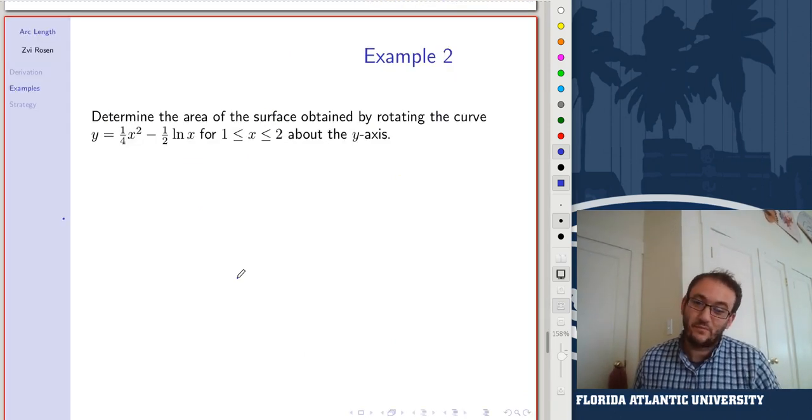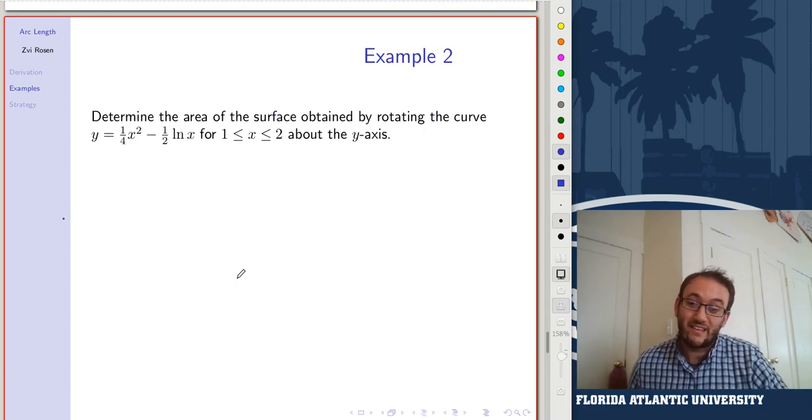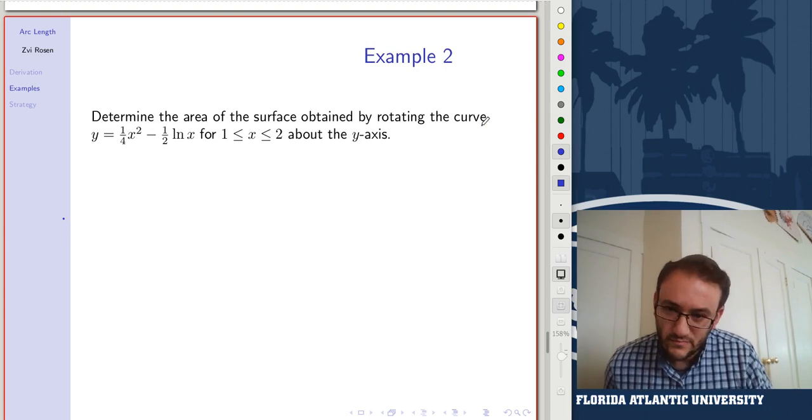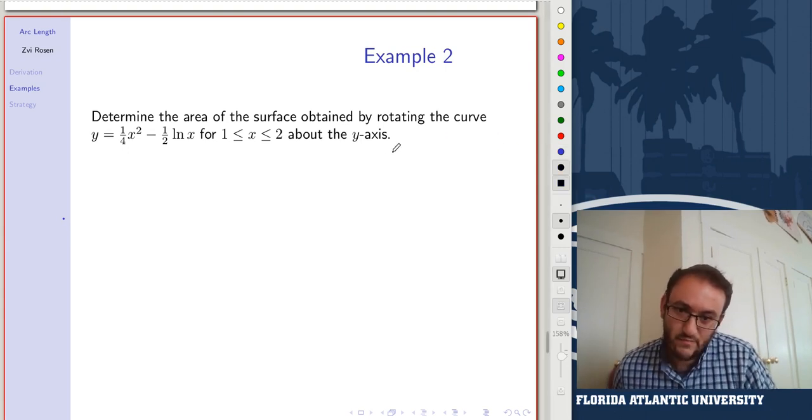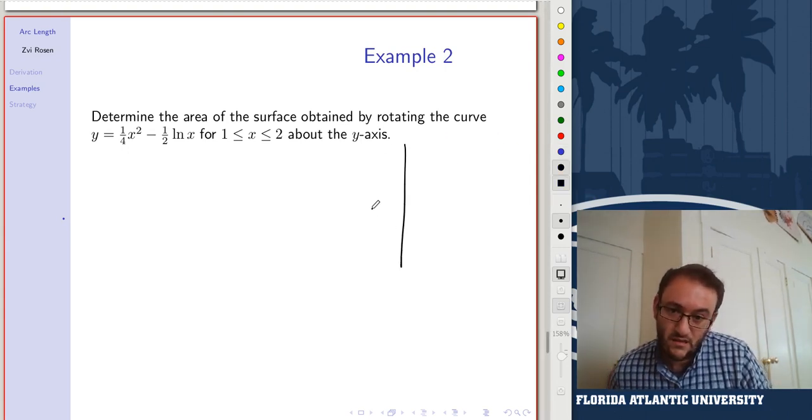Let's do another example. This time we'll be rotating around the y-axis. Determine the area of the surface obtained by rotating the curve y equals a quarter x squared minus 1/2 ln x for 1 less than or equal to x less than or equal to 2 about the y-axis. So again, let's get a picture of what this looks like.